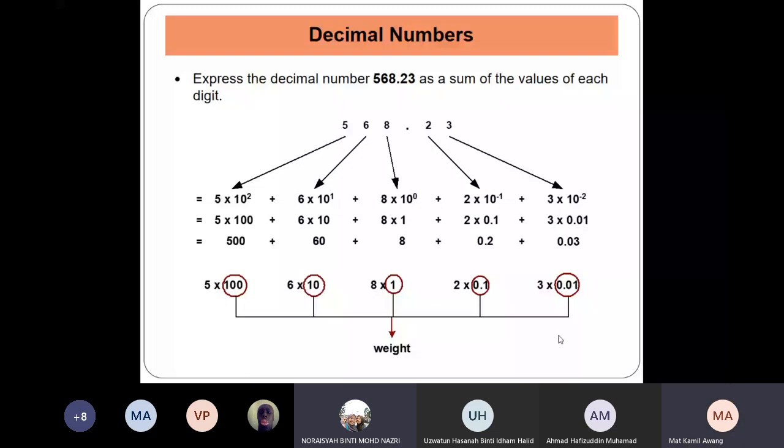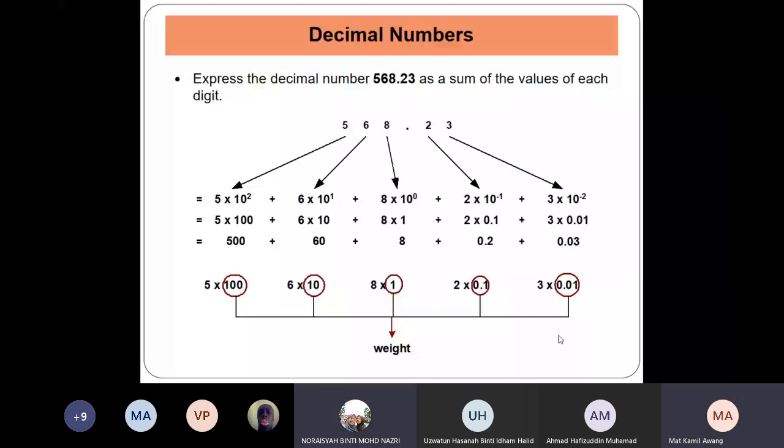568.23. So 5 is at the third location. The third location is basically 10 to the power of 2. So 5 times 10 to the power of 2, plus 6, which is on the second location, times 10 to the power of 1. And 8 is basically 10 to the power of 0.